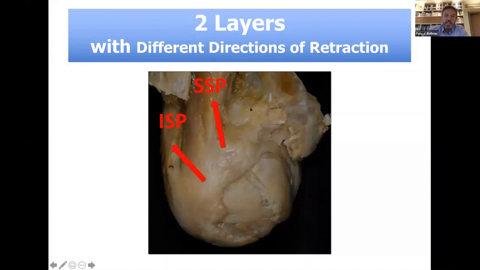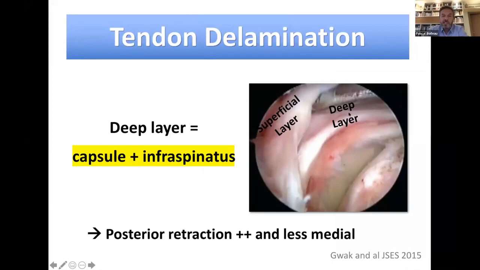And it's even medial and anterior around the base of the coracoid. So the base of the coracoid is like a mooring pile, and the tendon is retracted around the mooring pile here with the coracohumeral ligament here. While the infraspinatus, as you can see here, is retracted posteriorly. And this is very important because if you have two layers of tissue like this, the deep layer and the superficial layer, it means that you have to take into consideration the different direction of retraction and the different amount of retraction of the two layers.